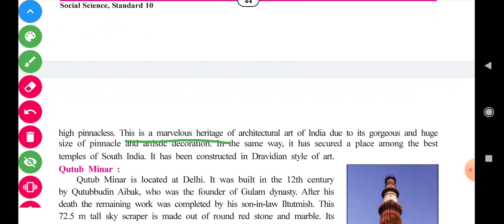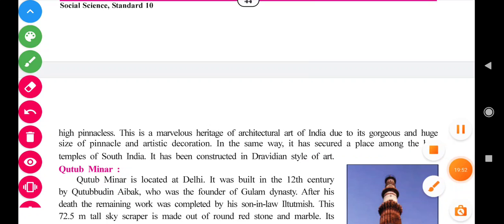This is a marvelous heritage of architecture art of India due to its gorgeous and huge size of pinnacle and artistic decoration. In the same way, it has secured a place among the best temples of South India. It has been constructed in Dravidian style of art.